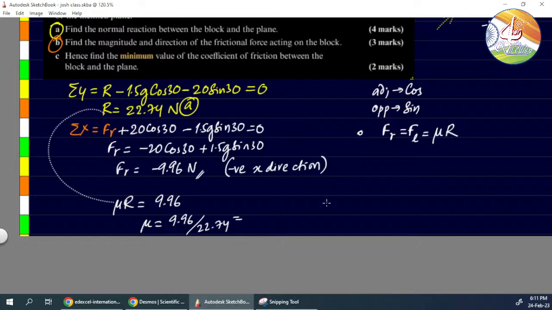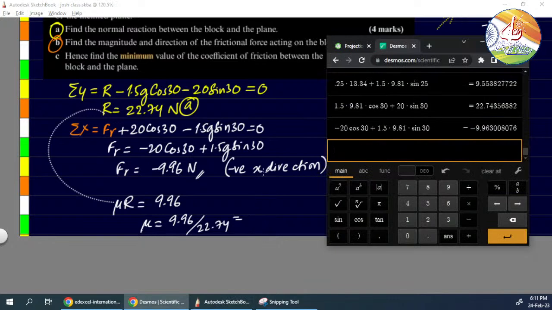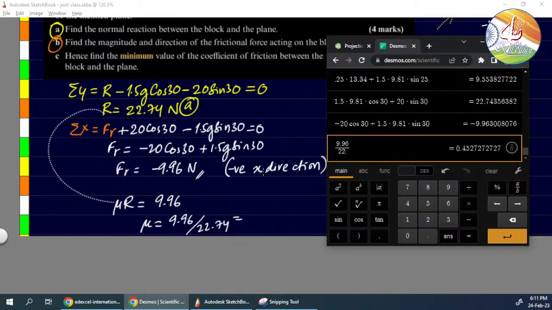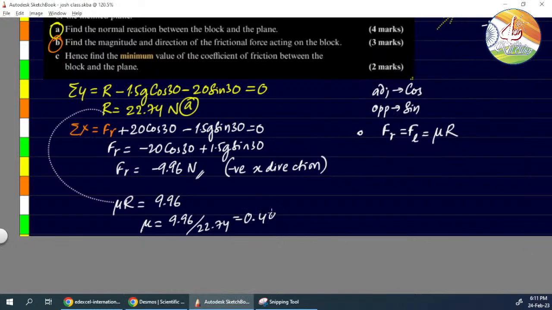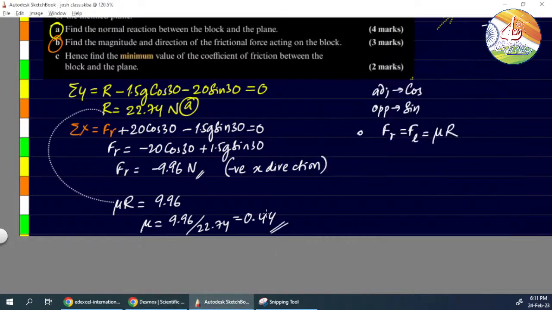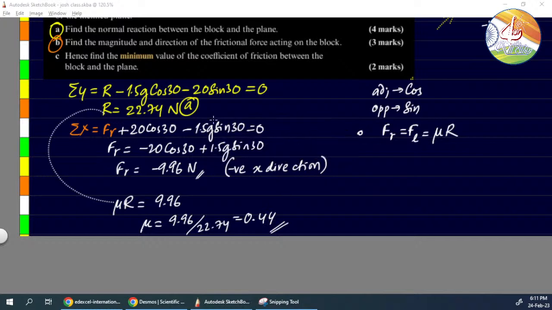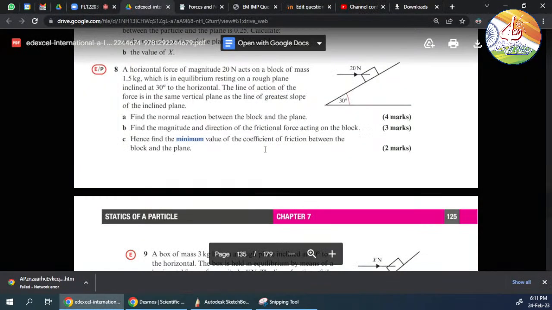Did you get it? Yes. Okay, so how much did you get? I got 0.44, 0.427, 0.437, so 0.44, we can round it off. So C bit is also done. Let's come back here.